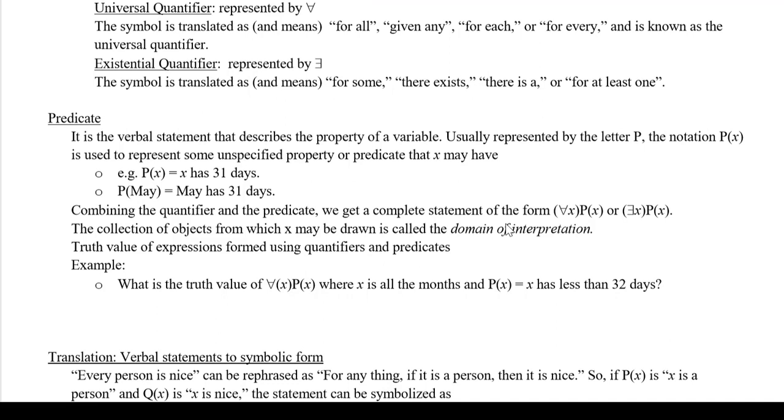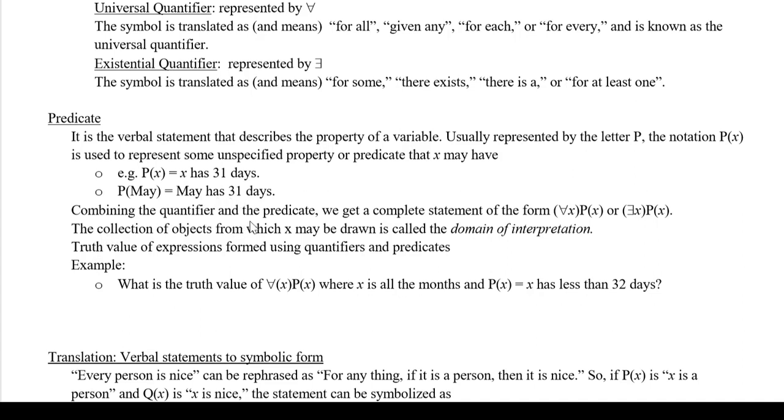Okay, then the predicate. A predicate is the verbal statement that describes the properties of a variable, usually represented by the letter P. The notation P of x is used to represent some unspecified property or predicate that x may have. And here's an example. P of x equals "x has 31 days." P of May: May has 31 days.